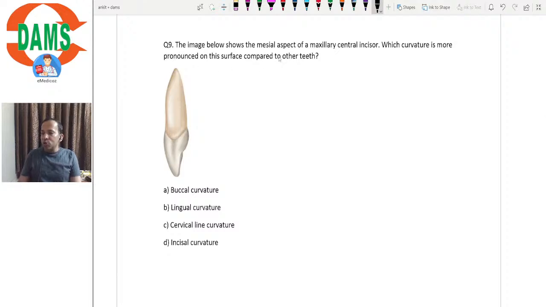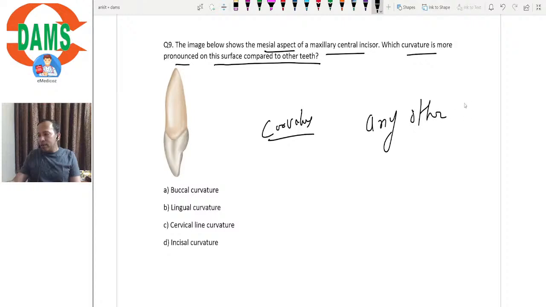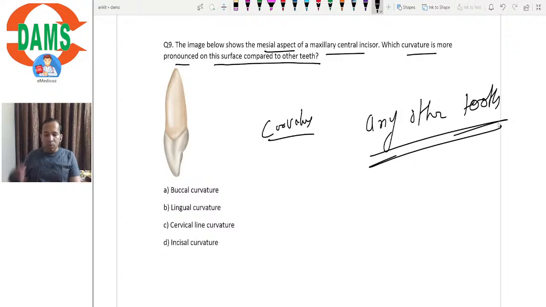The image below shows the mesial aspect of maxillary central incisor. Which curvature is more pronounced on this surface compared to other teeth? So which curvature is more pronounced compared to any other tooth, compared to any other tooth. तो कोई सा भी और दांत ले लो आप, जितने भी 16 तरीके के दांत हैं, उन सब में से कौन सा कर्वेचर है जो इस टूथ पर ही सबसे ज्यादा prominent है, which is that curvature.